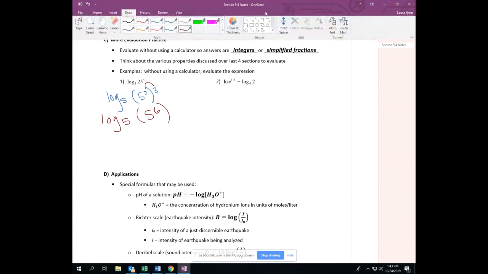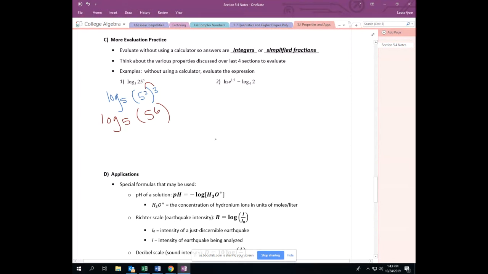This one is one of those special rules, and we actually saw it quite a few times already, where the base of the log and the base of the exponent match. So they all cancel, and all you're left with is 6.